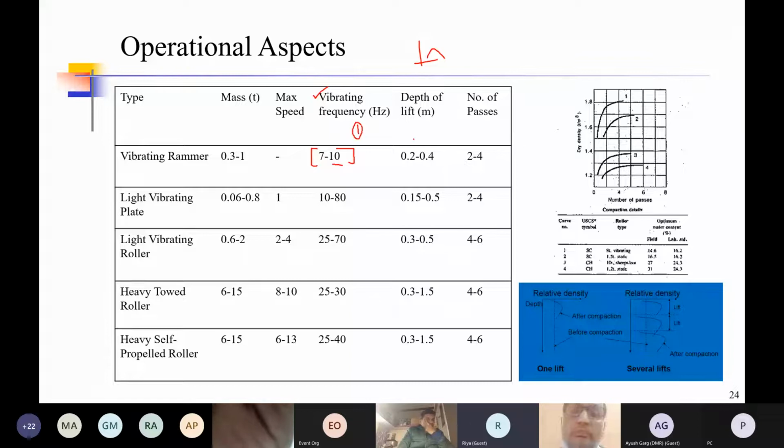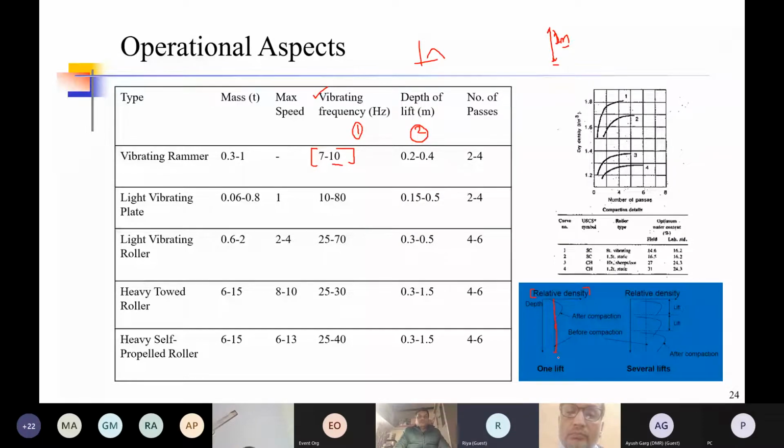The second is, what is the depth of lift? Lift means if you require a 1 meter compacted soil layer, it is not advisable to compact this entire 1 meter layer in one go. The reason being, see, this is a single lift compacted layer. Now this dashed line here refers to the relative density of the soil before compaction. So the relative density of soil before compaction across the depth of your lift was constant.